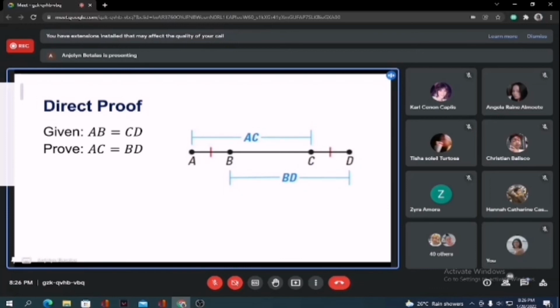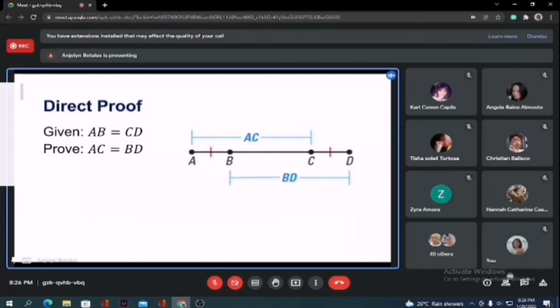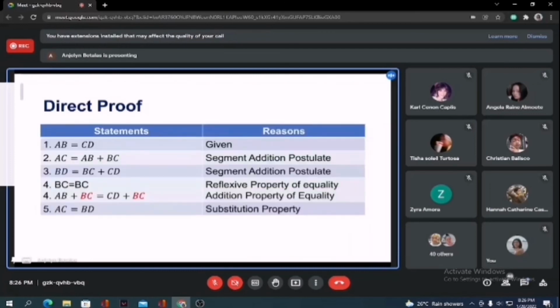So, sa direct proof, unahon nimo i-assume that P is true. Ang P ani bali kung unsa ang given, mao na siya ang imong hypothesis. Then, ang i-prove nimo mao ang conclusion. So, na-start ka, AB is equal to CD. Mao na ang given.